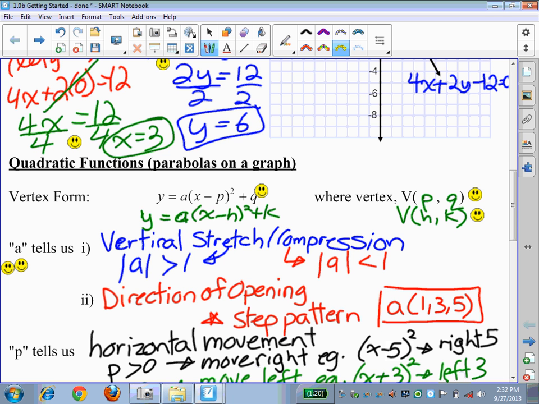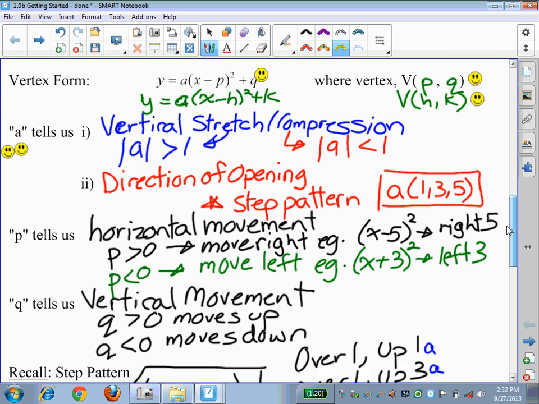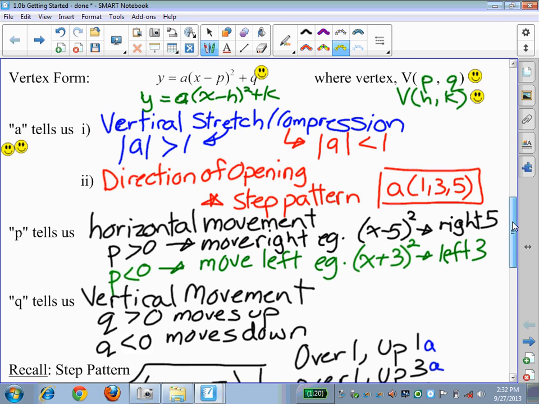Remember that a value tells us the vertical stretch or compression. So if the absolute value of a, this means to disregard the sign, just look at the number value, is greater than 1, we're going to have a stretch. And if it's less than 1, like a fraction 1/2 or a decimal 0.75, then it's going to compress. a also tells us the direction of opening. The direction of opening is going to be up if a is positive, and it's going to open down if a is negative. And remember, your step pattern is a times 1, 3, and 5.